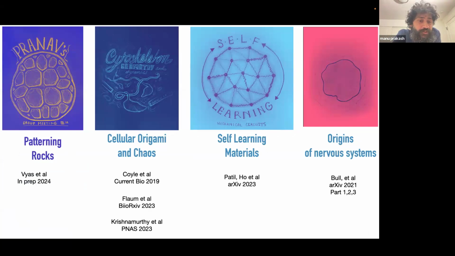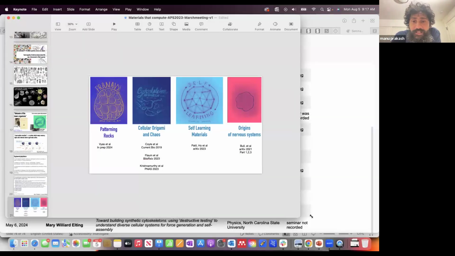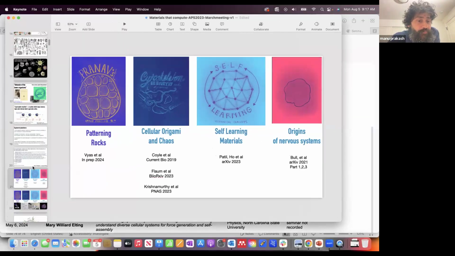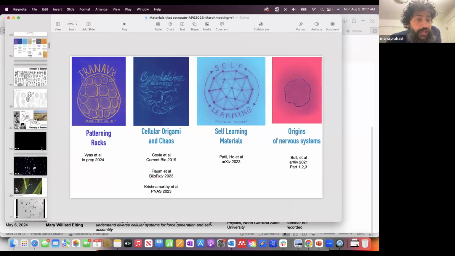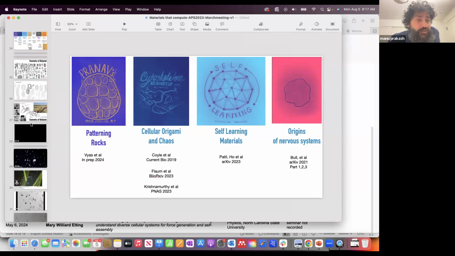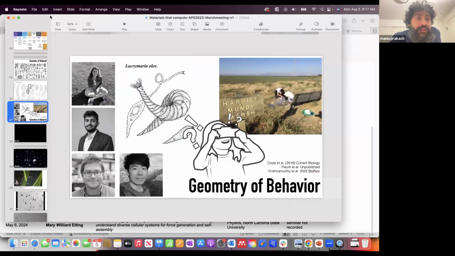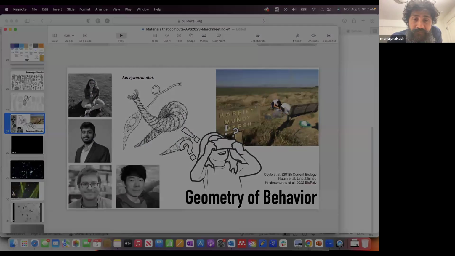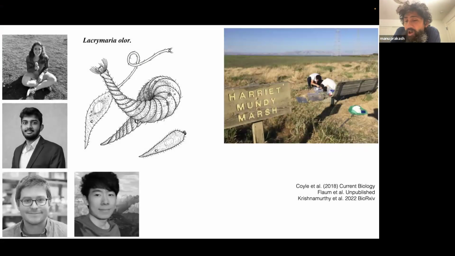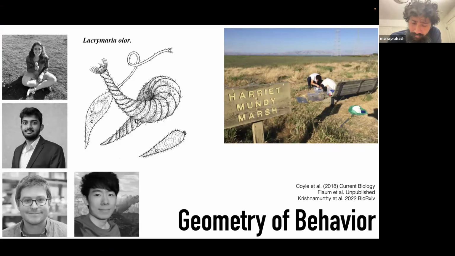Okay, so let me tell you a few stories. And I know I'm already way slower, so I'm sorry, I'm going to go exponentially faster as I keep going along. But let me just tell you the first story of a cell encoding behavior in geometry. So the cell that we've been working on is called Lacrimaria olor. I discovered it in a swamp with one of my students. We'd been searching for this for almost a decade. So there is value in just pulling up your sleeves and going to swamps, but this is what we saw. And actually we discovered this with a Foldscope.